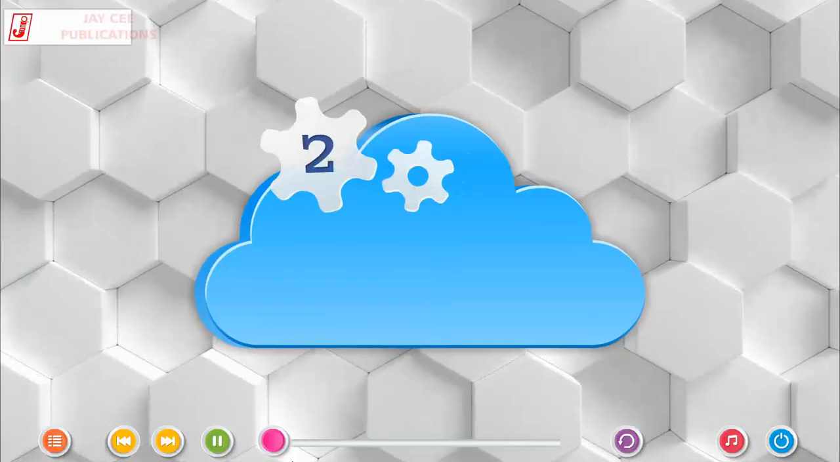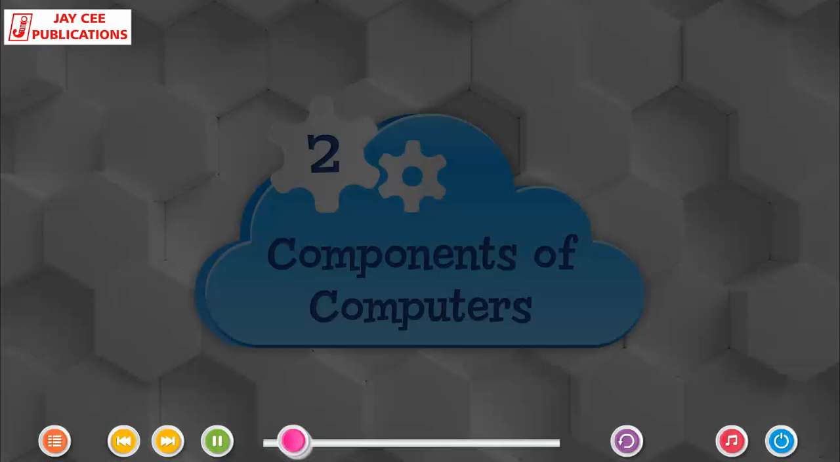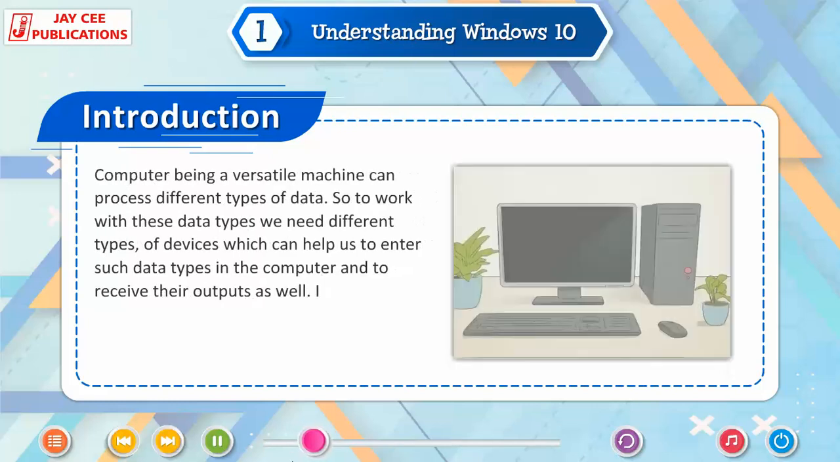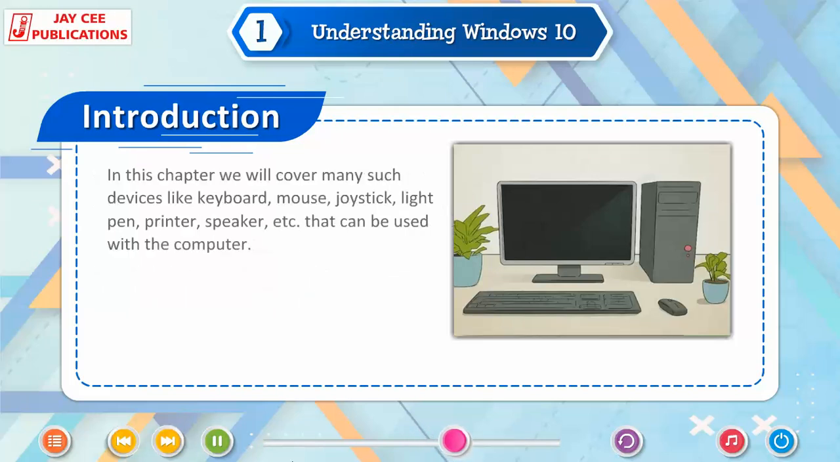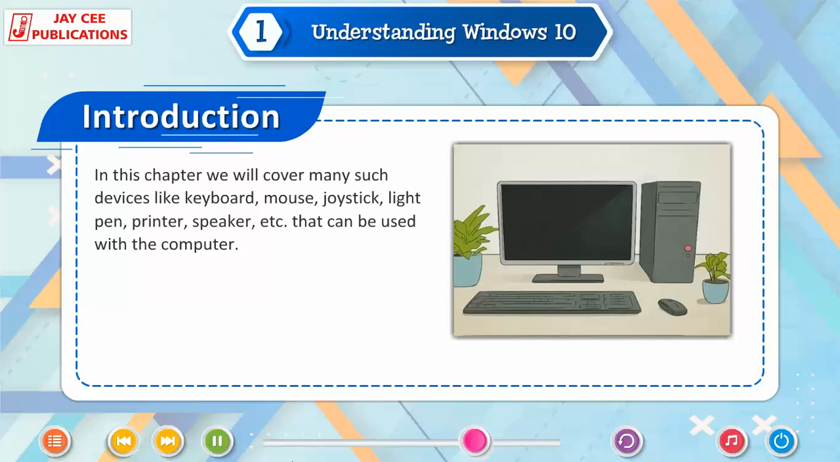Chapter 2: Components of Computers. Introduction. Computer, being a versatile machine, can process different types of data. So to work with these data types, we need different types of devices which can help us to enter such data types in the computer and to receive their outputs as well. In this chapter, we will cover many such devices like keyboard, mouse, joystick, light pen, printer, speaker, etc. that can be used with the computer.